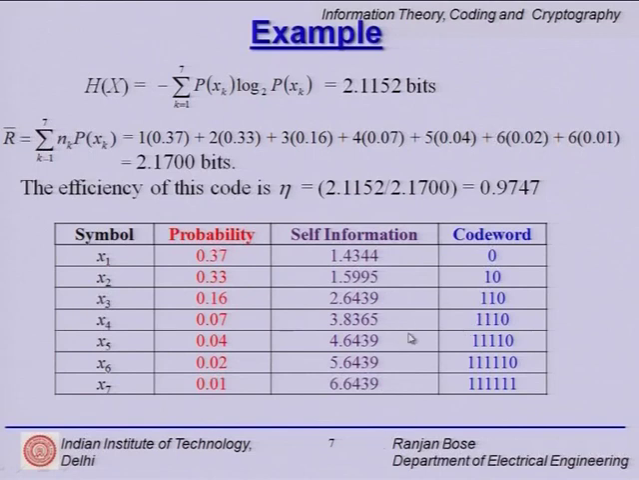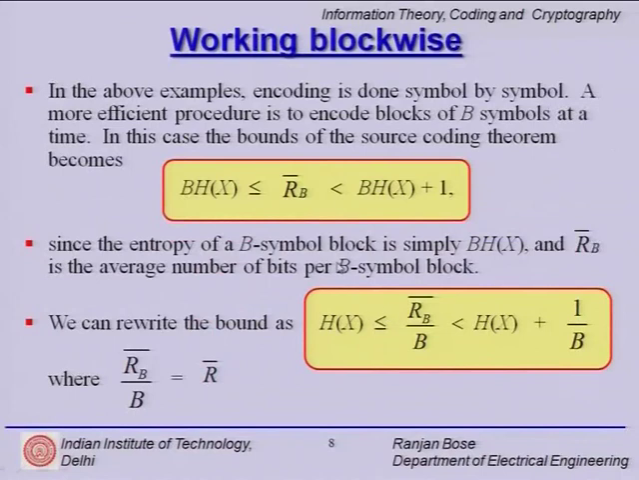This example is illustrative in the sense that the self information, as shown in this table, are not integers, and we will see this is the biggest problem with prefix codes like Huffman, which are unable to exactly map it. We also saw in the last class that if we work block by block, then we have a better chance to do so, and this is the reason why.